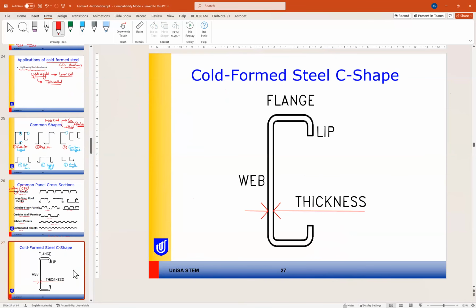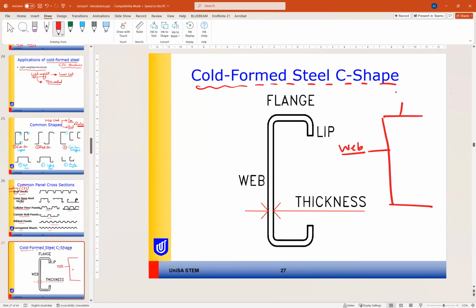Okay, and this is some details of the cold formed C-shaped section. This C shape consists of web, flange, and can be with lip or without lip. So this part is lip. So we have lip, flange, and web, and this is the thickness of the sheeting. Oh, sorry, of the channel, or in cold formed steel we call it C section.